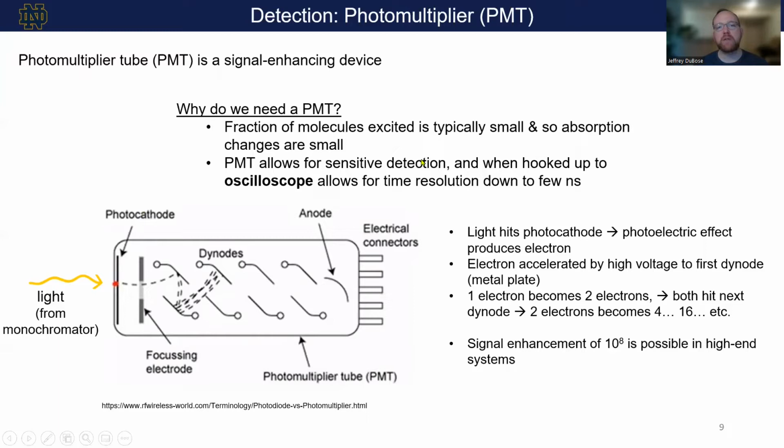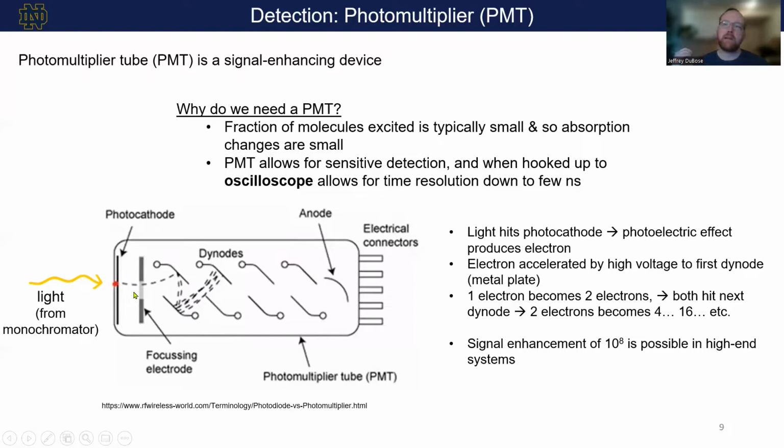So let's look at the schematic down here. We have light that's coming from our monochromator. We had a whole white light probe of multiple wavelengths, and we've gone down to just one wavelength. When that light hits the photocathode, because of the photoelectric effect, one photon is going to produce an electron from the photocathode. Now, this is typically under high vacuum and accelerated through a series of electrodes. So that electron is going to shoot towards what's called a dynode, this plate right here.